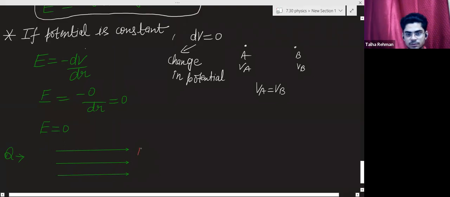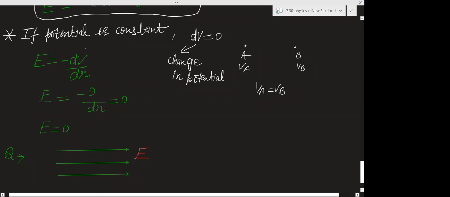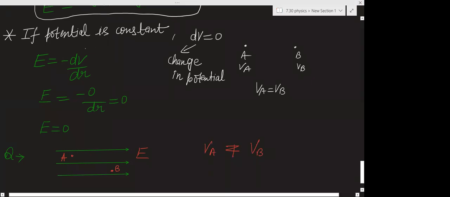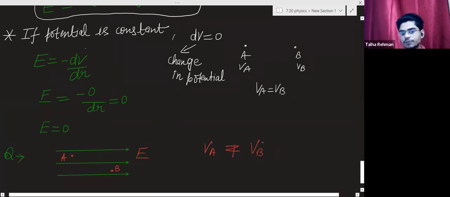This is the electric field. This is the direction of electric field. This arrow shows the direction of electric field from left to right. So there is a point A here, and there is another point B here. Now, Harsh, can you please tell me what is the relation between VA and VB? Which one is greater in potential? Means VA is greater or VB is greater?